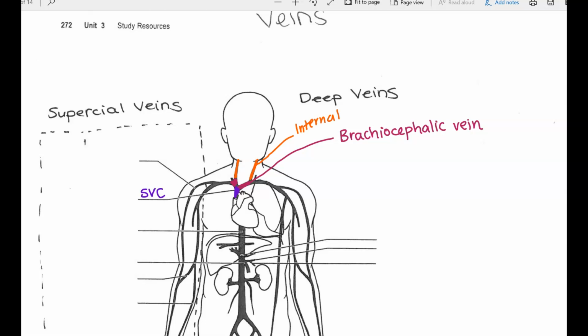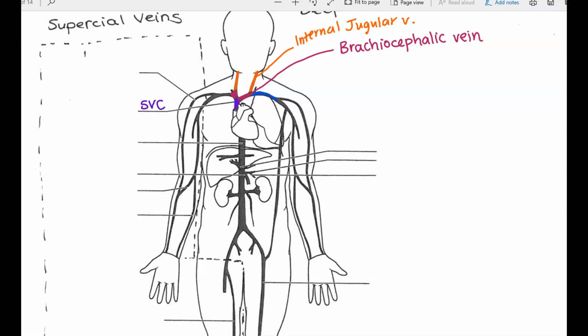Internal jugular vein, or people usually just call this the IJV. And then extending into the upper extremity, we are going to have your subclavian vein. Subclavian vein. Of course, this one would be our left one. And this illustration here does not give us all of the deep branches of the vein here. So instead, we're just going to draw it in.